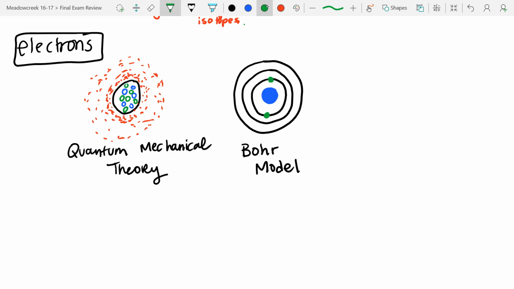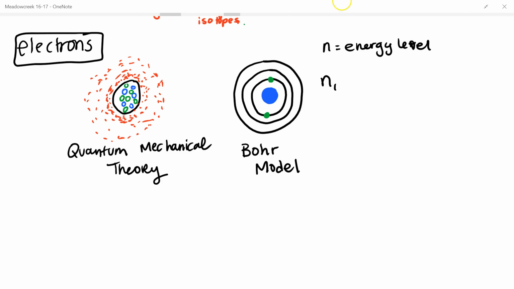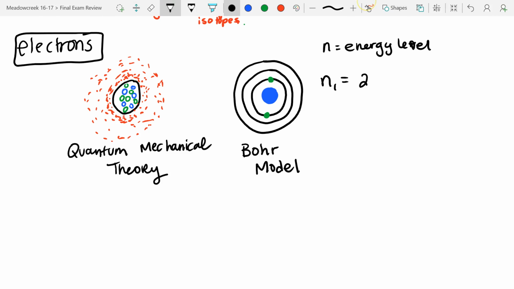Okay, so each level can have a certain amount. Each level is called N. So N stands for energy level. If you have N1, meaning the first energy level, as close to the nucleus as you can get, it can hold 2 electrons. N2 can hold up to 8. So 1, 2, 3, 4, 5, 6, 7, 8. Right, so it can hold 8 electrons.